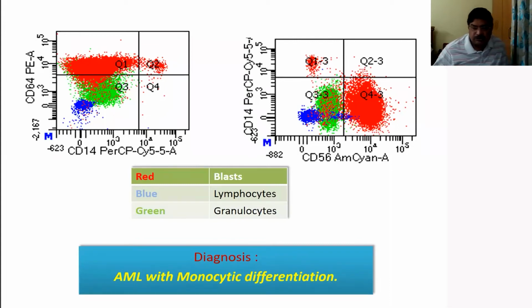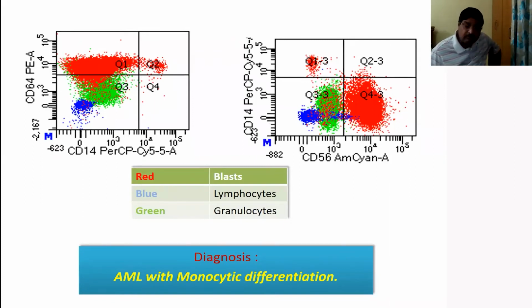So what is your diagnosis? Your diagnosis is definitely acute myeloid leukemia, even before you did the flow cytometry. And it has a monocytic differentiation because the cells were showing more side scatter, and rightly so, you have CD64 being positive. So it is an AML with monocytic differentiation.